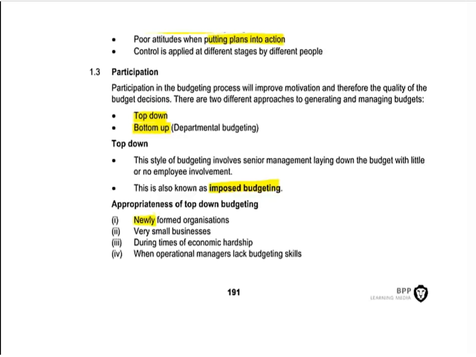So in new organisations where management experience isn't going to be particularly insightful because we don't know the market, or if it's a very small business, then the senior management can have a handle on all areas. Often in recession or economic hardship, it's going to be appropriate to constrain people and to actually have quite tight budgets. You can also use top-down budgeting if the managers don't actually have the skills to do the budgets themselves.